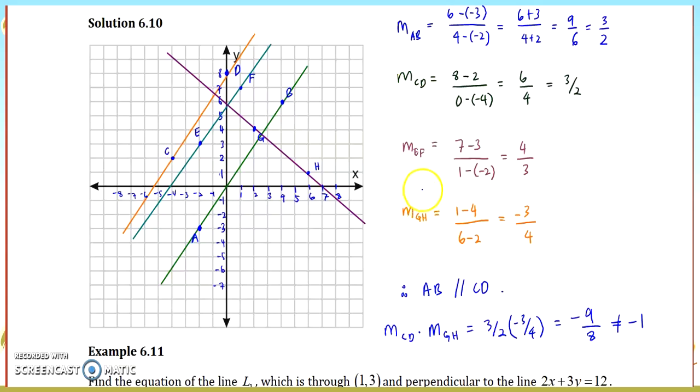Now let's check between EF and GH. Slope of GH times slope of line EF. So we have -3/4 times 4/3. We get -1. Therefore, from this result, we can say that line GH is perpendicular to EF.